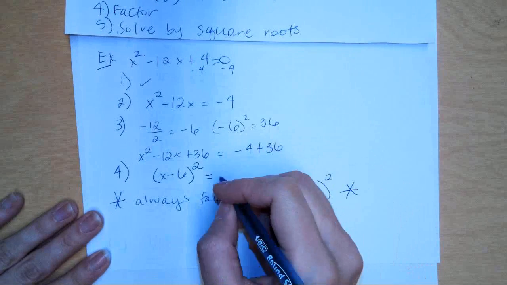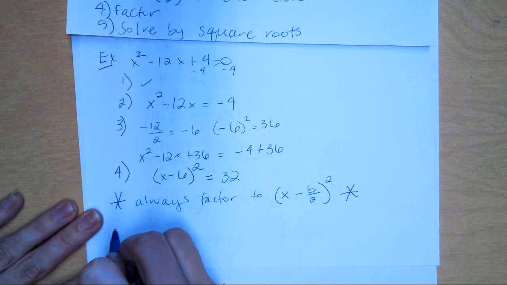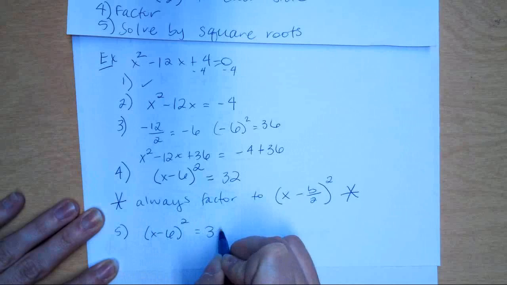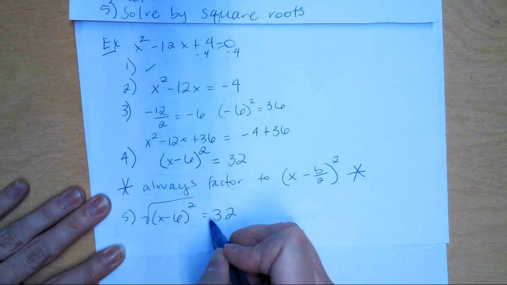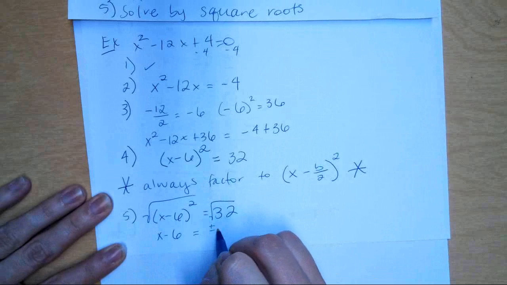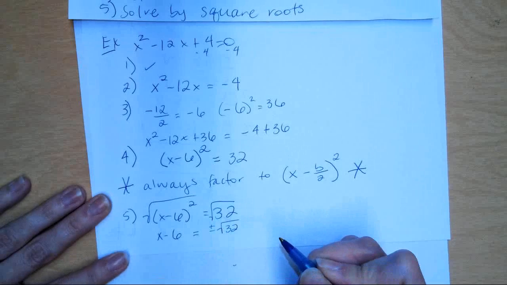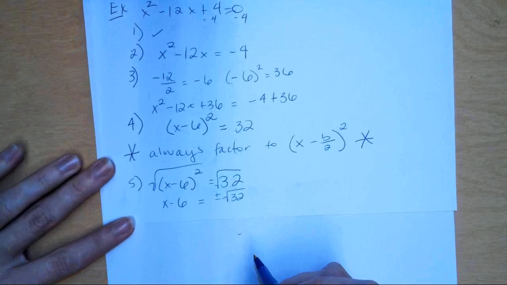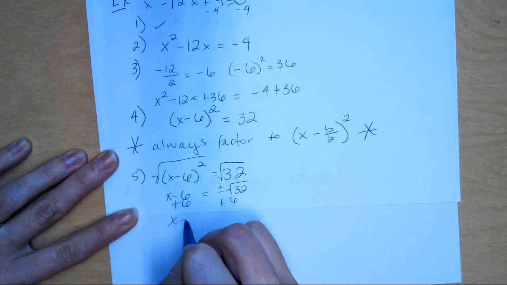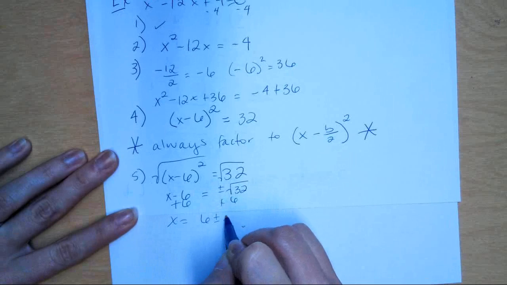Step 5 says solve by, we didn't do the right side. So equals 32. And then step 5 is to solve by square root. So x minus 6 squared equals 32. We're going to take the square root of both sides. X minus 6 equals plus or minus root 32. How do we get x by itself? Add 6. So x equals 6 plus or minus root 32.